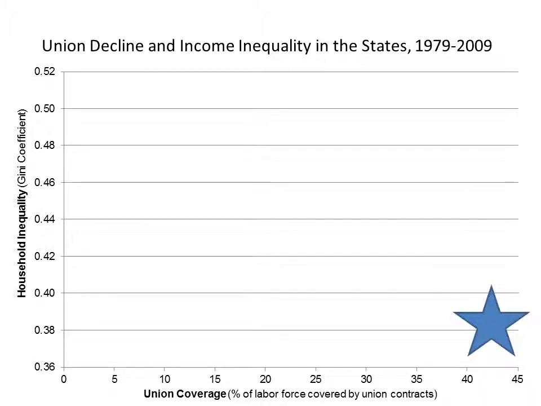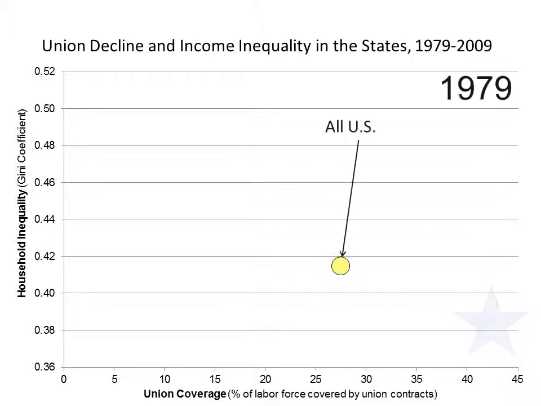In an ideal world, we would be about here, with a healthy share of the labor force represented by unions and a low measure of inequality. In 1979, the national numbers looked like this. Just over 27% of workers were covered by union contracts, and inequality on the Gini scale was 0.415.